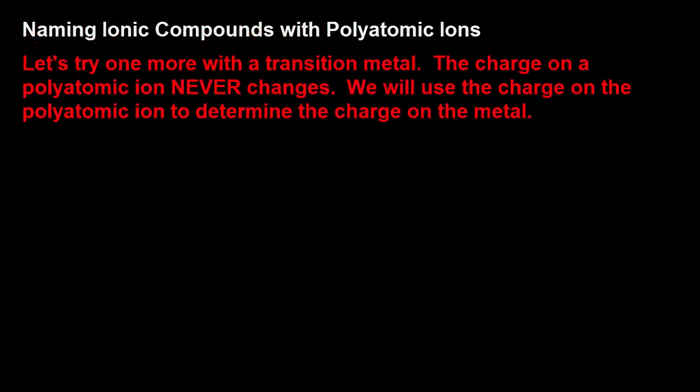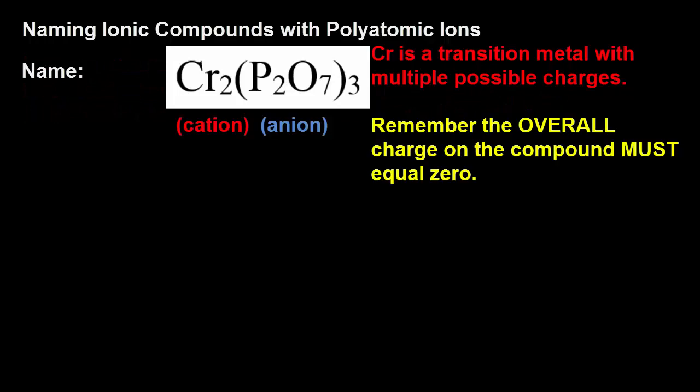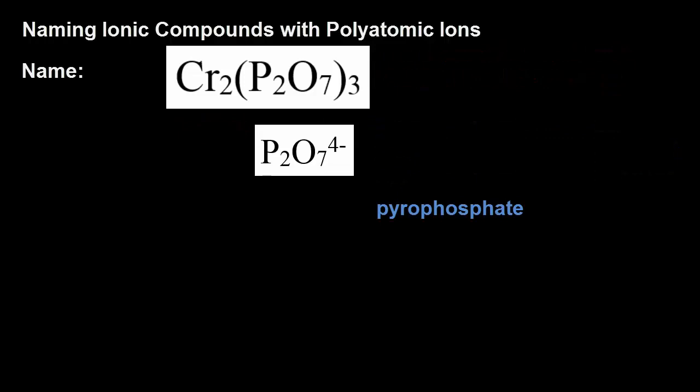Let's look at another example. Now, what about one that involves a transition metal? The transition metals have multiple possible charges, but notice the charges on the polyatomic ions never change. So let's use that charge to determine the charge on the transition metal. Here I have a formula, cation, anion. Chromium has multiple possible charges. The overall charge on this compound must equal 0.